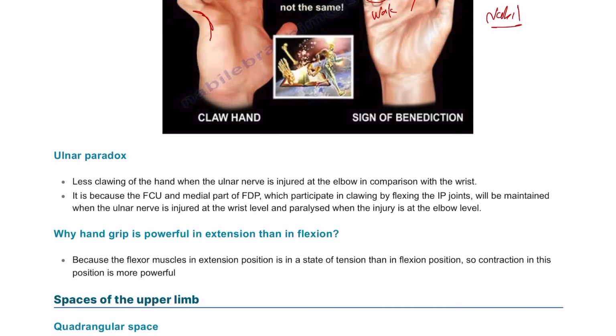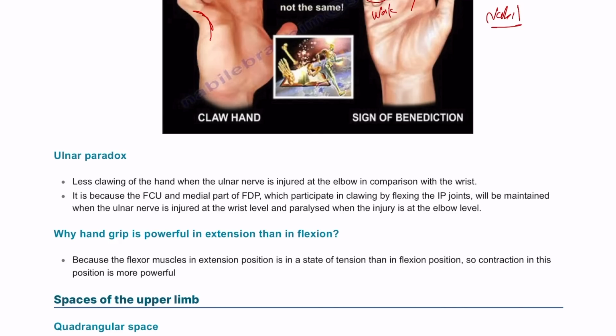The ulnar paradox is basically that the clawing would be a little bit more if the injury of the ulnar nerve is at the wrist rather than at the elbow. The main reason is the balance between the flexors and extensors. When you have the injury at the elbow joint, the flexor carpi ulnaris and the flexor digitorum profundus will not be working. They will not participate in flexion at the metacarpophalangeal joint. So the clawing will be a little bit less than the injury at the wrist joint.